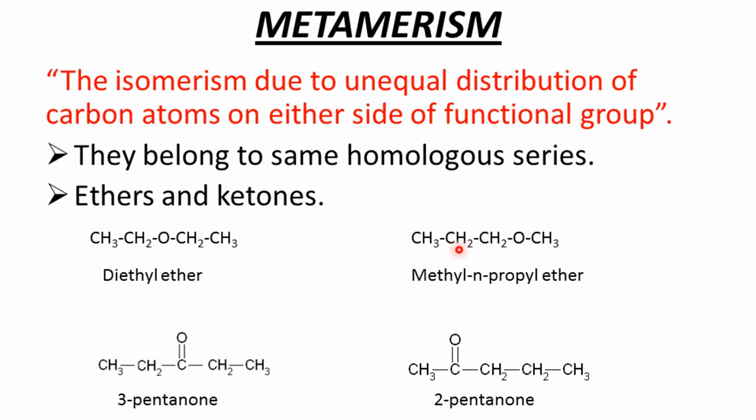Now look here, the functional group oxygen is here for ethers, and here we have 1 carbon, methyl, and a 3 carbon chain on the other side. You will see that here we have an equal number of carbon atoms on both sides. Here we have 1 carbon on one side and 3 on the other side. So the molecular formula of both the ethers will be the same, but the chain of carbon atoms on either side of the functional group is different. Such types of isomers are called metamers of each other.